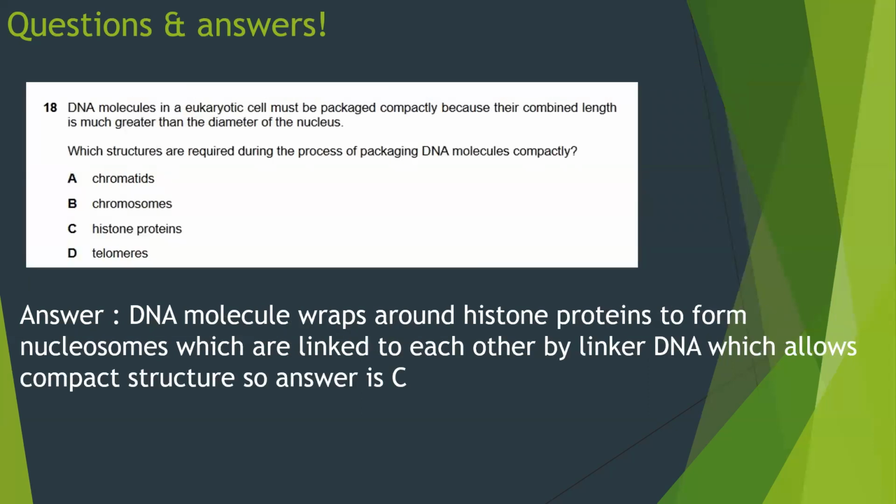DNA molecules in eukaryotic cells must be packaged compactly, because their combined length is much greater than the diameter of the nucleus. Which structures are required during the process of packaging DNA molecules compactly? A, chromatids, B, chromosomes, C, histone proteins, and D, telomeres. So this is asking about how DNA molecules form compact structures. Think about the structure of the chromatid thread and how it forms. I'll give you 5 seconds to think about it as well.